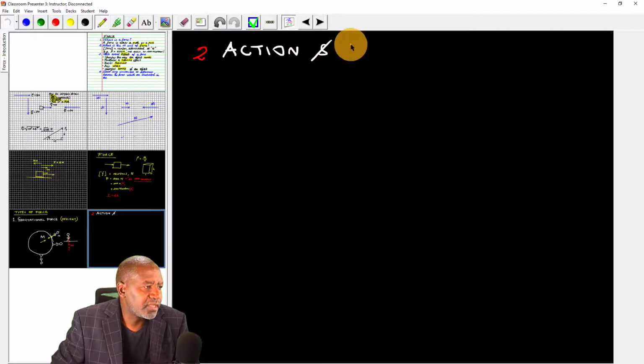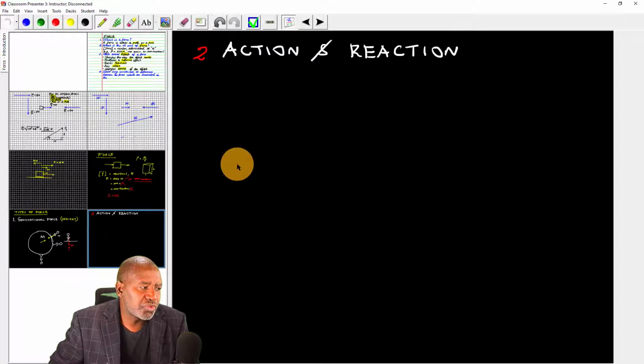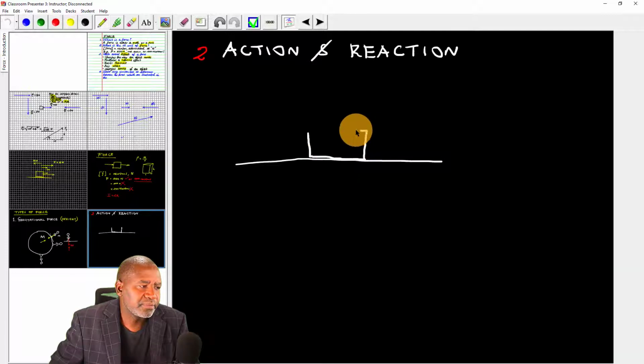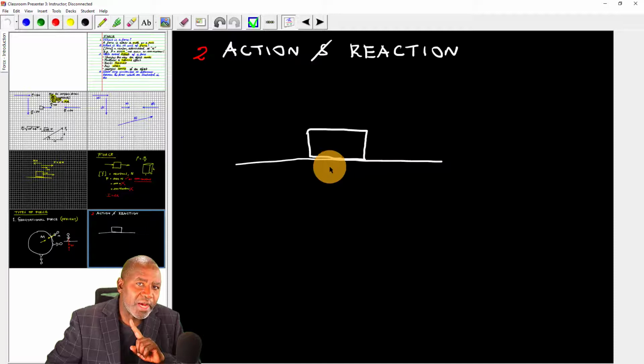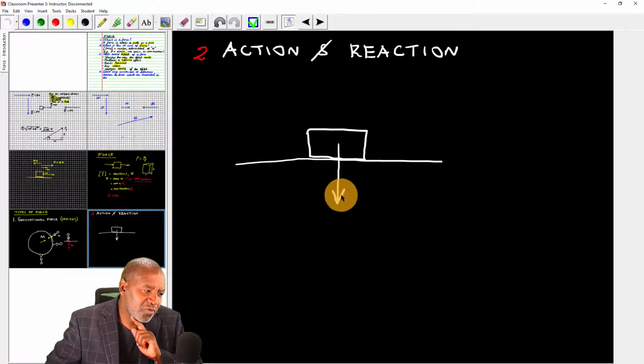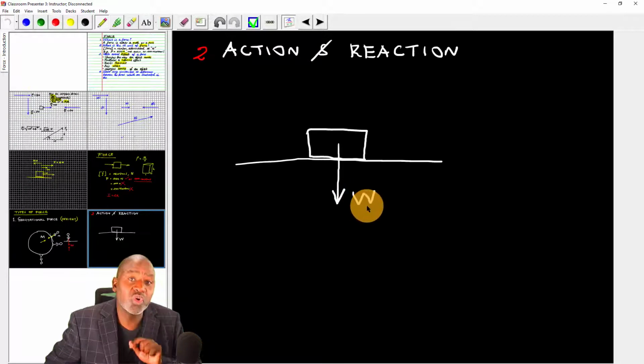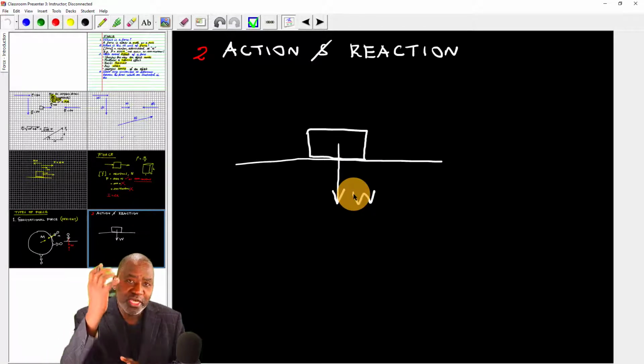Action and reaction. We could use the same situation. This time, I'm going to use a box on the floor here. The earth pulls this object downwards with a certain amount of force, which we have called gravitational force or weight. So remember, this force is not produced by this mass. It is the earth which is pulling it downwards.